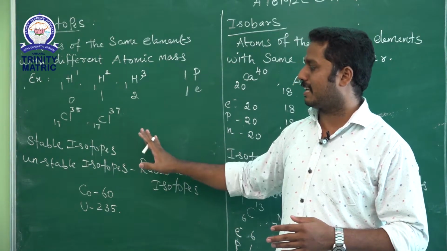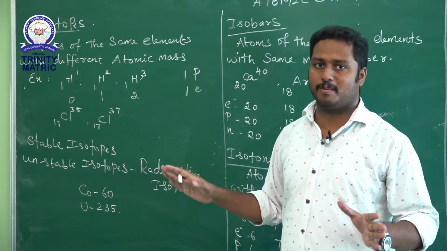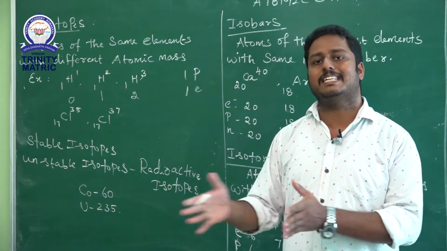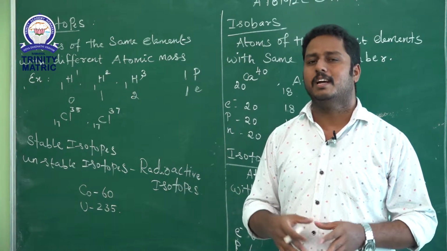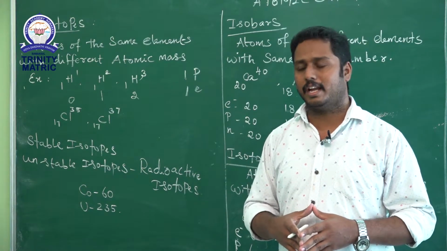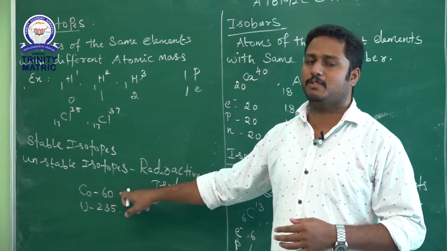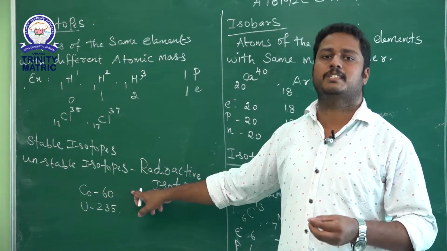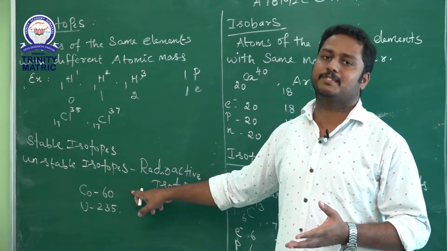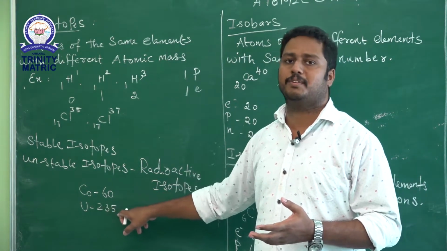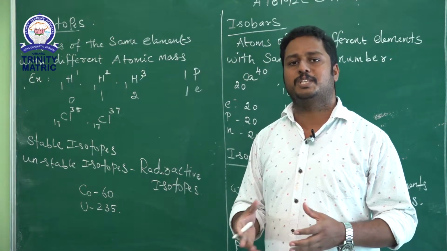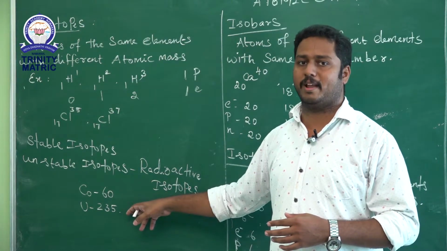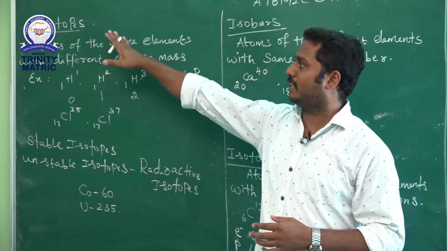So isotopes are generally classified into stable, where there is no problem, and unstable isotopes which contain an unstable nucleus. These are radioactive isotopes, and they always emit some kind of rays. For example, Co-60, where Co means cobalt, is one of the radioactive isotopes used in the radiotherapy treatment of cancer. And uranium-235 is also a radioactive isotope, used in nuclear power plants, where it is the important fuel. So these are isotopes.